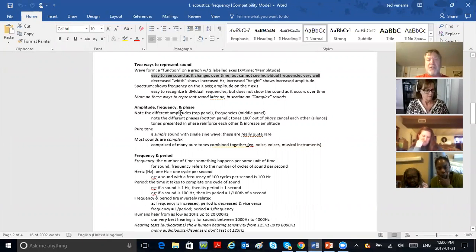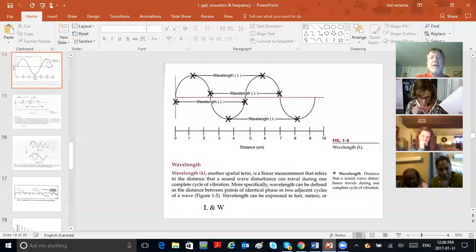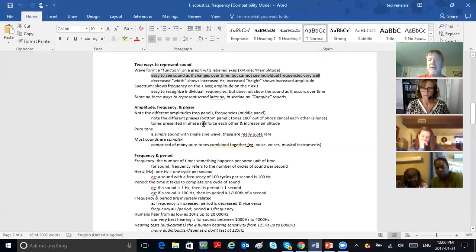Amplitude, frequency, and phase. Again, note the three different things. We showed you this picture right here, where you saw amplitude, frequency, and phase. That's what that second paragraph is talking about here. Sound takes place over three dimensions: time, amplitude, frequency.